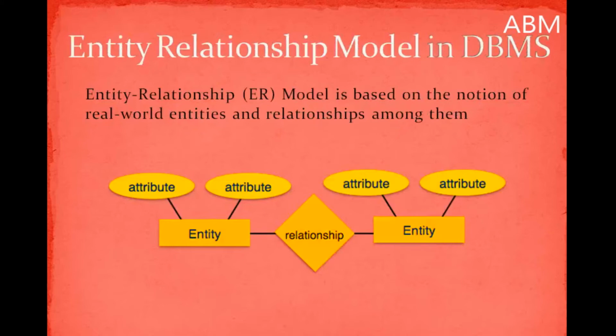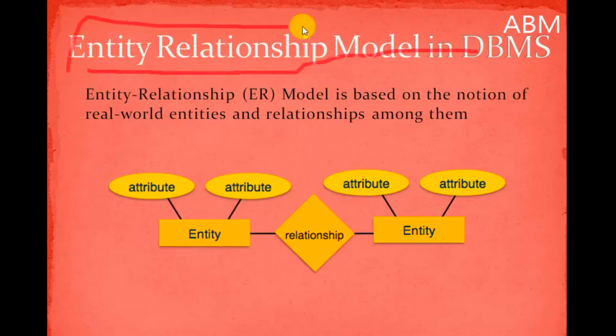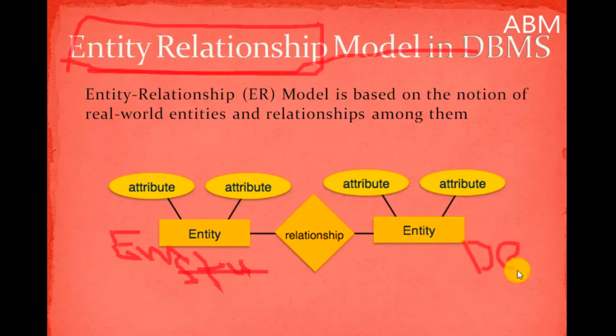The most important one, which is usually discussed, is the entity relationship model. In the entity relationship model, daily life entities are taken and their relationships are built with each other. For example, this is the student entity, or you can say this is the employee entity, and this entity is department. Actually, when the SRS is given, then all the nouns are taken as entities and the verbs are taken as the relationships. For example, employee works in department.